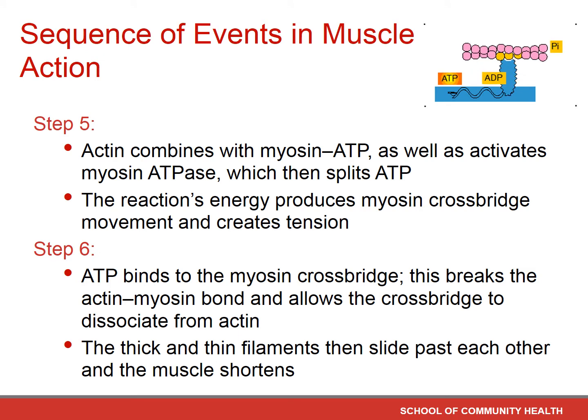Now, when ATP binds to the myosin cross-bridge of actin and myosin, this breaks the actin-myosin bond and allows the cross-bridge to dissociate. So it releases actin. The thick and thin filaments then slide past each other and the muscle shortens.